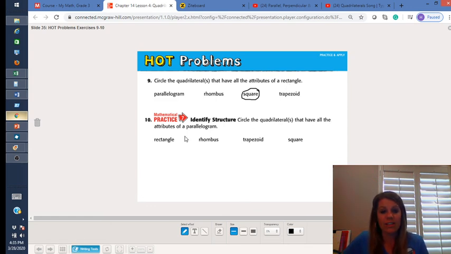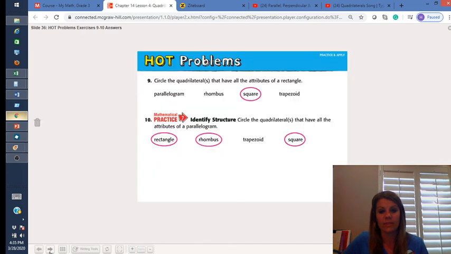Circle the quadrilaterals that have all the attributes of a parallelogram. Okay, well, a rectangle, does it have 2 sets of parallel lines? Does a rhombus have 2 sets of parallel lines? Does a trapezoid have 2 sets? No, it only has 1 set. But a square has 2 sets of parallel lines. So let's check it. Good. All right, way to go.